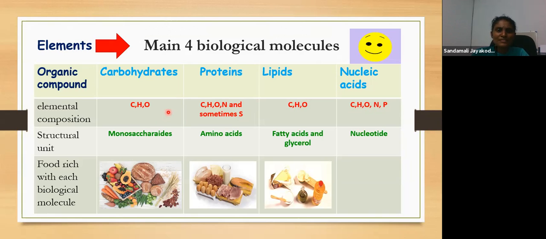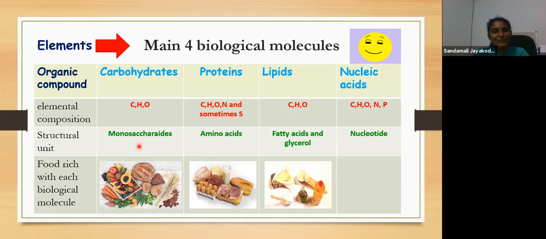So you can remember this like this. Carbohydrate is CHO, and protein is CHON S, and lipid is CHO again, and nucleic acid is CHON P. You can remember it like this: CHO, CHONS, CHO, CHONP.